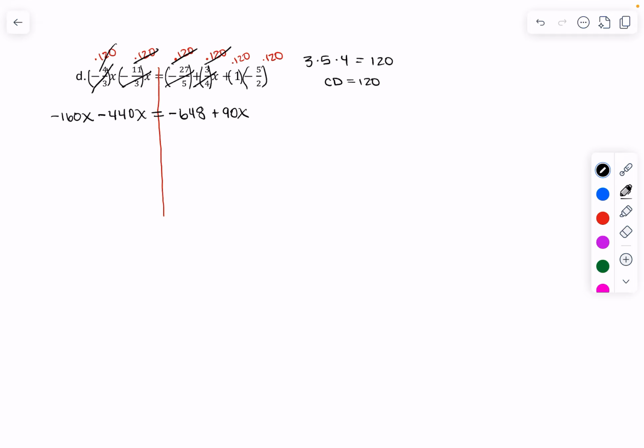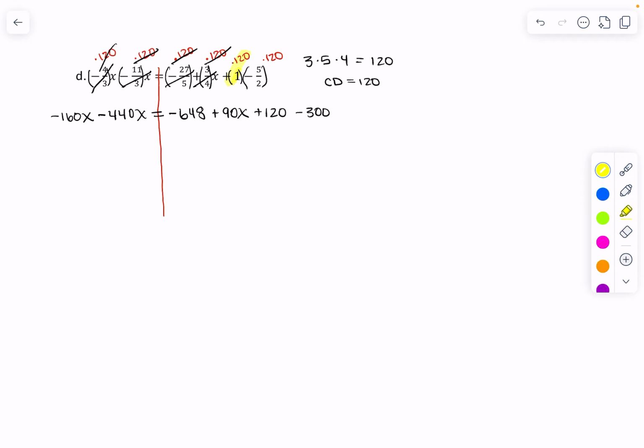Gone. 120 times 1, that is one that trips students up. They don't always see, especially if it's a 1, they might not see that one, but it is there. So that's just plus 120. And then finally, we've got -5/2 times 120, which is -300. Okay. So now I've got a nice equation. It's got big numbers, but hey, all the fractions went away, so that's great.